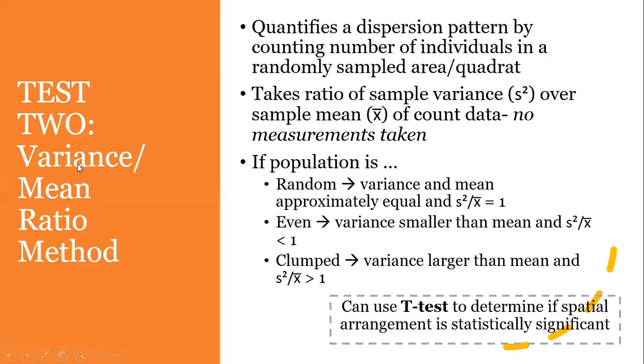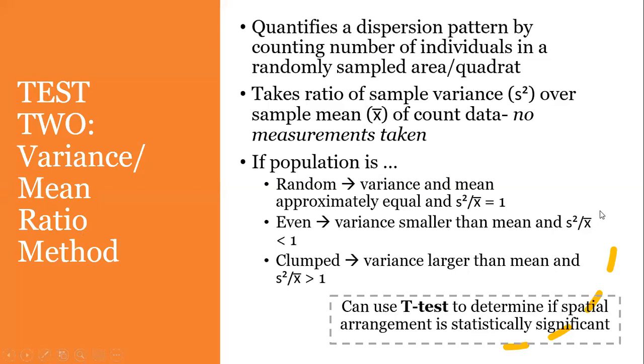The second test is called the variance mean ratio method. And this looks at the dispersion pattern by counting the number of individuals in a randomly sampled quadrat. So this uses different symbols as well. There is a lot of math involved in this lab, but this is the notation for this specific test.